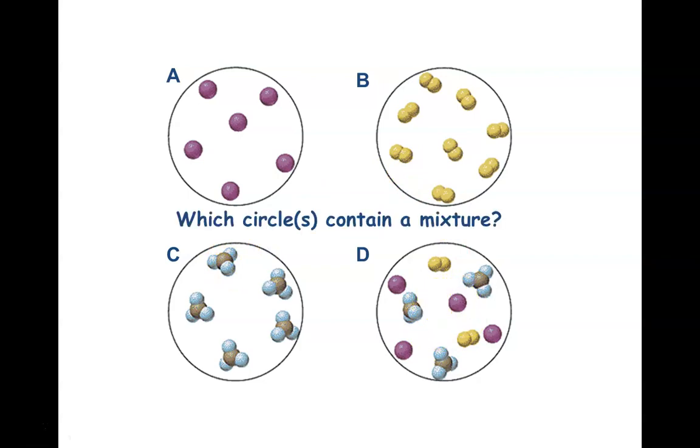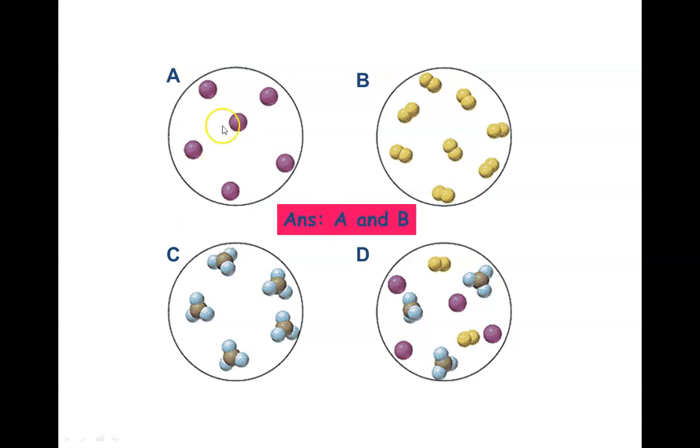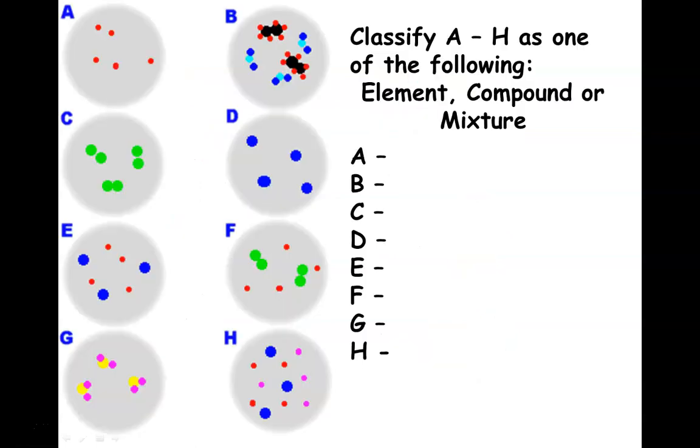And of course I gave away the next question, but go ahead and give it a try. If you get this one wrong, I'm going to be very disappointed. Which circles contain a mixture? I really hope you chose D. Now, which circles contain an element? Just A and B. Okay, what I want you to do now is press pause, answer this question, classify each of those circles, A, B, C, D, E, F, G, H, as either being an element, a compound, or a mixture. Press pause. When you're ready, press play, and we'll take it up.